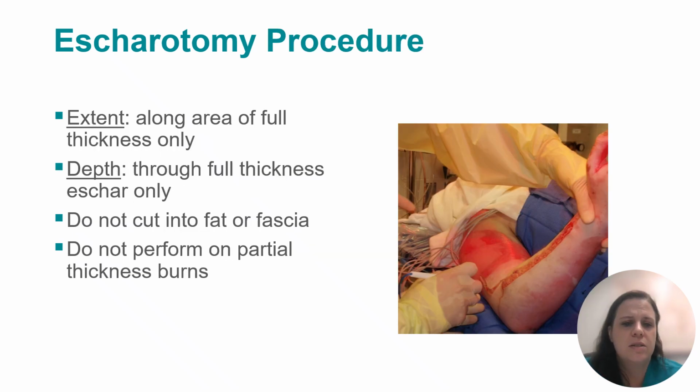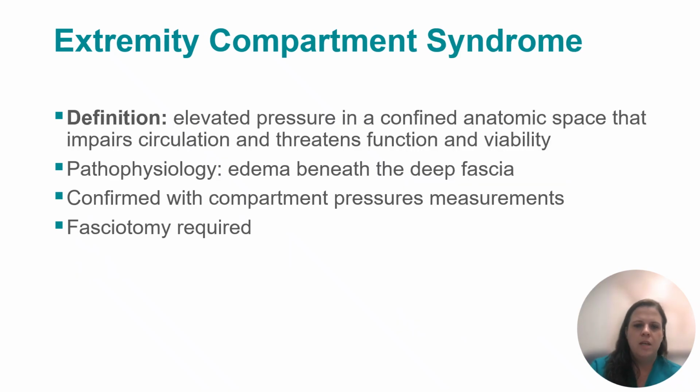The actual procedure for the escharotomy goes along only the area of full thickness, and it goes through that eschar layer. It does not cut into the fat or fascia, and you don't do this on your partial thickness burns. You are looking for that tight white skin that doesn't have any elasticity left in it, and you're starting to recognize that the patient is having poorer perfusion in that extremity. To help negate the need for escharotomies, we'll do things like putting their arms up on pillows, so that way gravity kind of helps you out a little bit with that fluid.